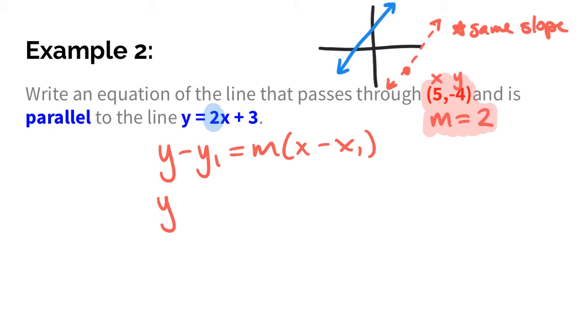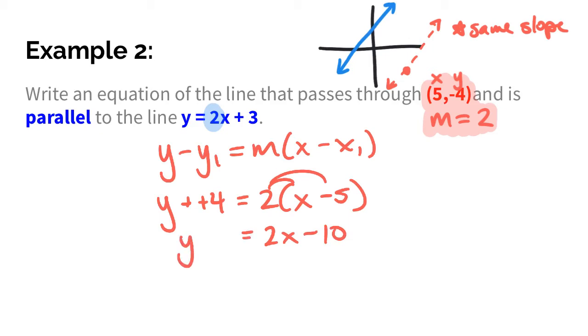So I'll have y minus -4 equals 2 times x minus 5. And then my goal is to simplify. So again, minus -4 would be plus. I'm going to distribute the 2 to give me 2x minus 10. And then I have y plus 4. So I'm going to subtract 4 from both sides, and I'll get y equals 2x minus 14.